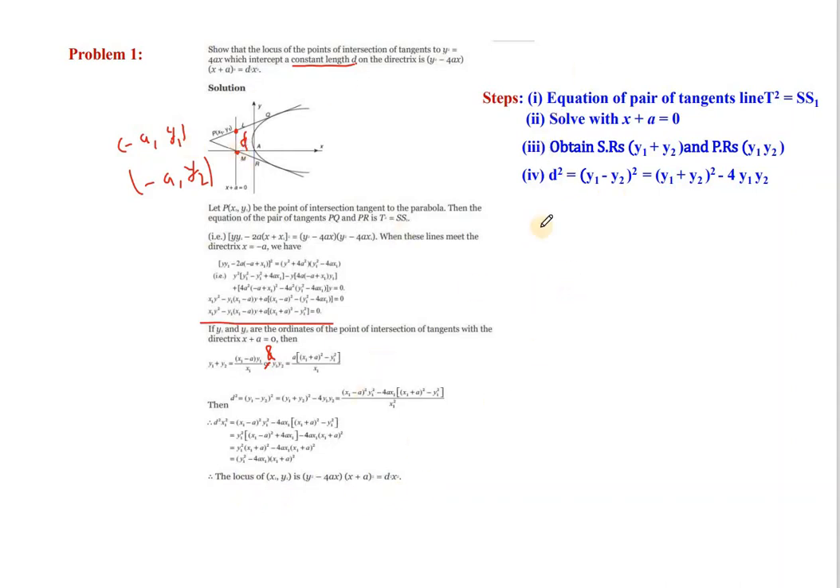So what have we done in this? We have the equation of pair of tangents given by T square is equal to SS1. This is known to us. And then we'll have to solve that with this. Why do we need to solve? Because it is making an intercept with the directrix. So you'll have to consider that and you'll have to solve these two. So from which you'll get a quadratic equation in y. So from which you will get the sum of the roots and product of the roots. So using which you can determine this.